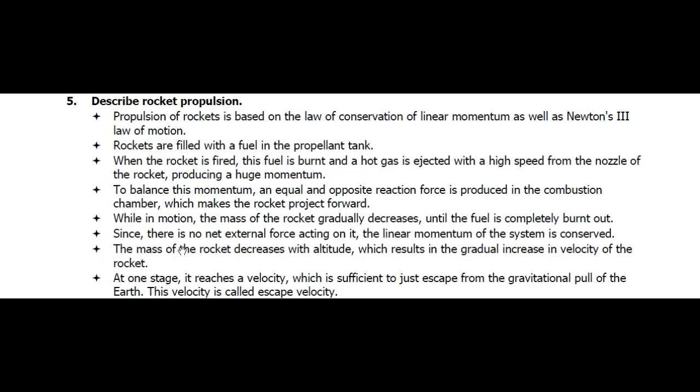Next point: since there is no net external force acting on it, the linear momentum of the system is conserved. The mass of the rocket decreases with altitude, which results in a gradual increase in the velocity of the rocket. At one stage, it reaches a velocity which is sufficient to just escape from the gravitational pull of the earth. This velocity is called escape velocity.